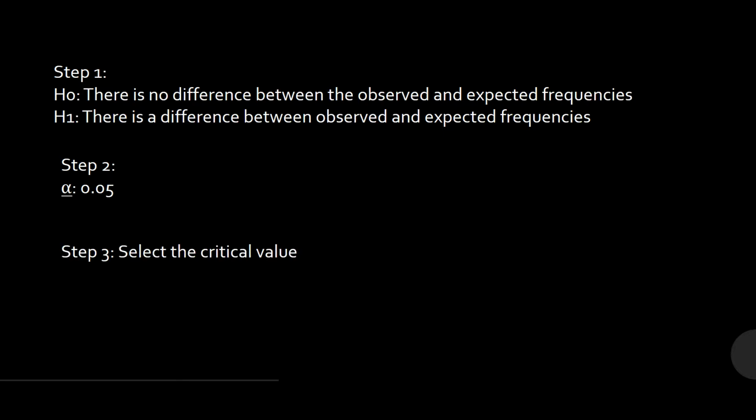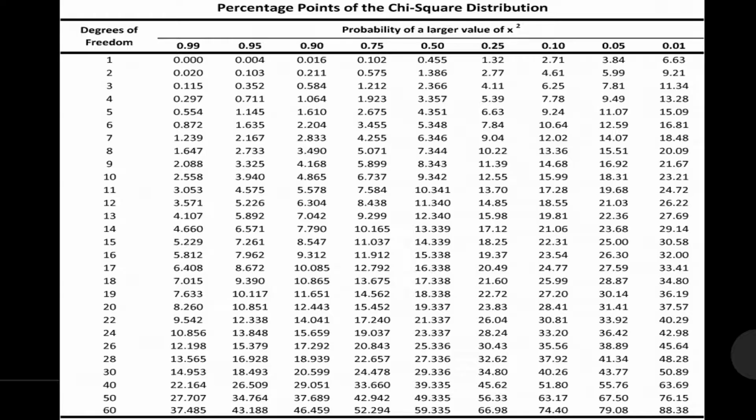Step 3. Select the critical value. To find the critical value, we need to look at the degrees of freedom and the alpha value. The degrees of freedom is the number of categories minus 1, which in this case is 4. The alpha value, as we already know, is 0.05. The critical value is where these points intersect. As you can see on the chart, the critical value is 9.49.